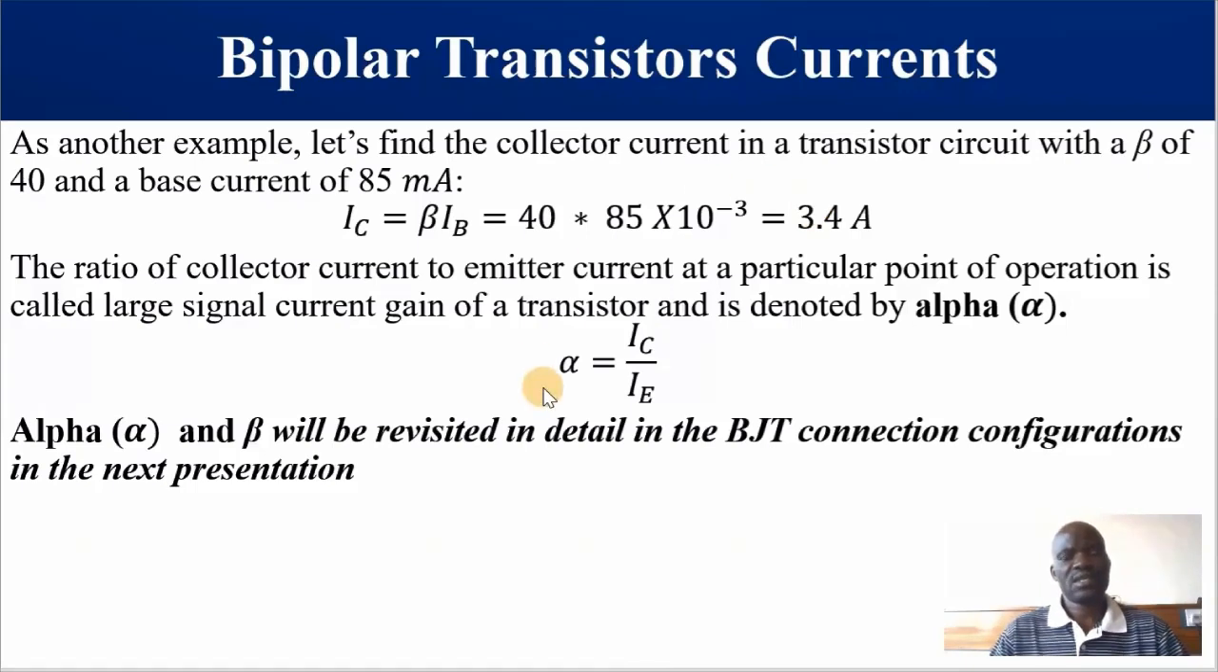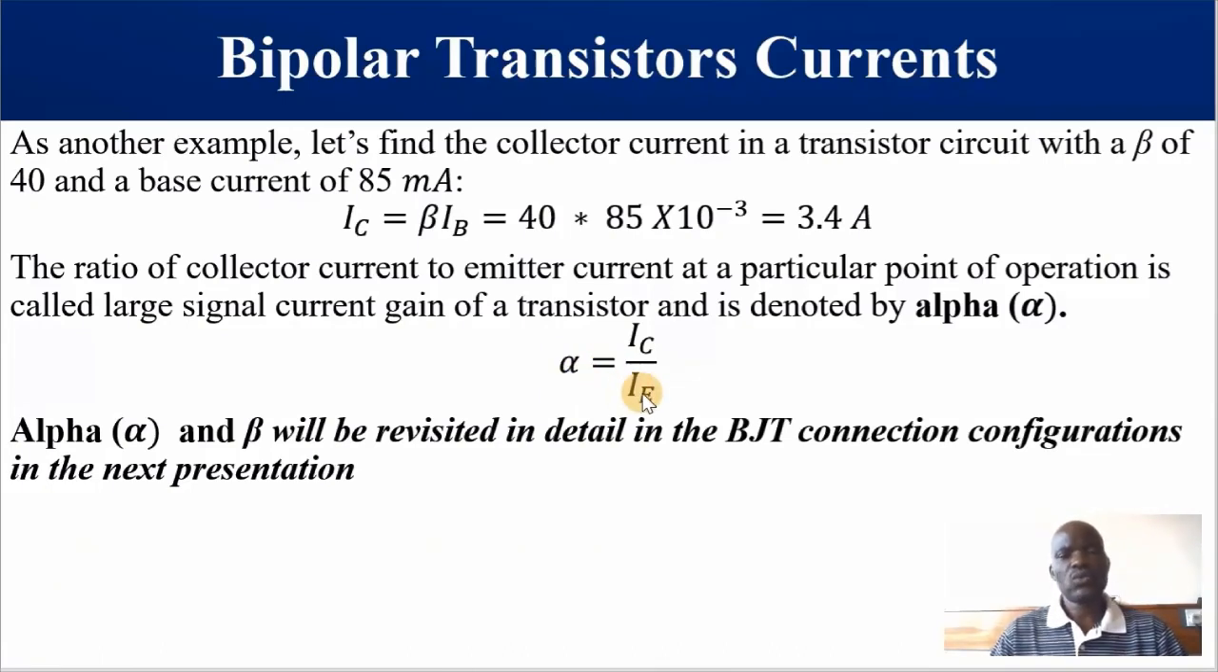Then the last thing in this presentation, and according to our objectives, is alpha, and this is also referred to as large signal current gain of a transistor. It is the ratio of collector current, this time not to base current but to emitter current. Guys, you must be able to make IC the subject of the formula so that you get alpha IE.